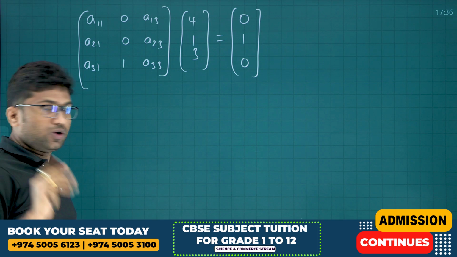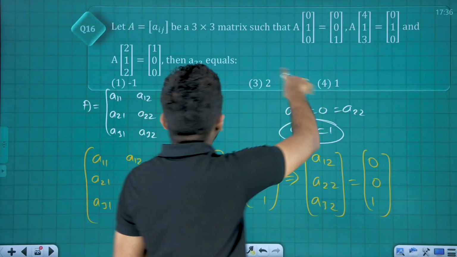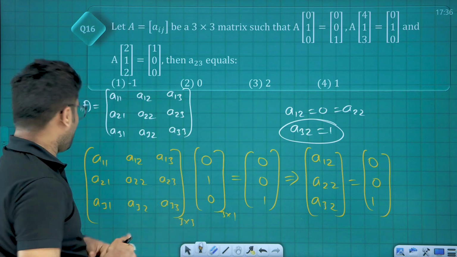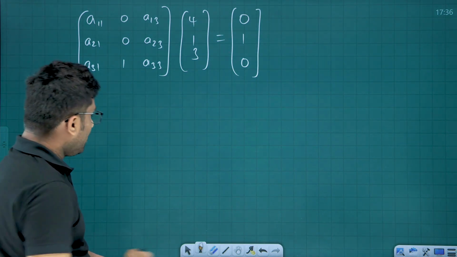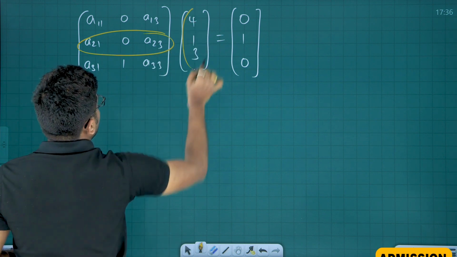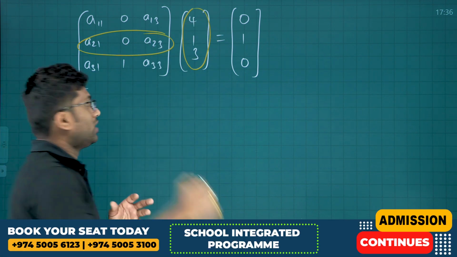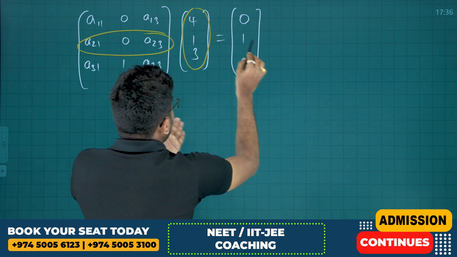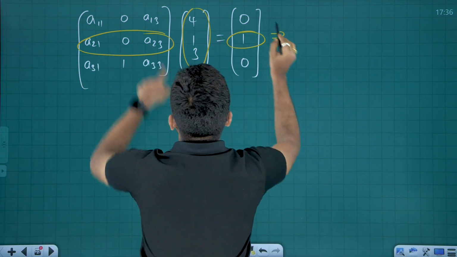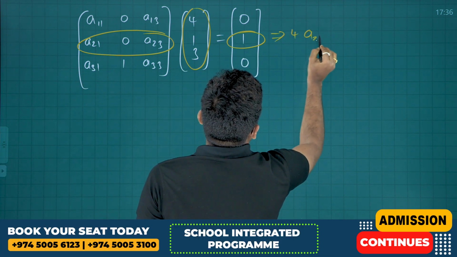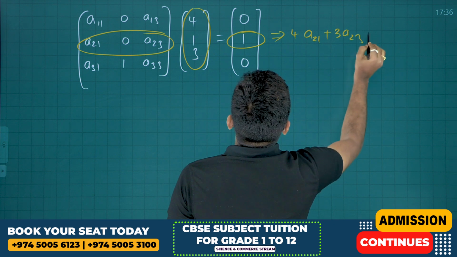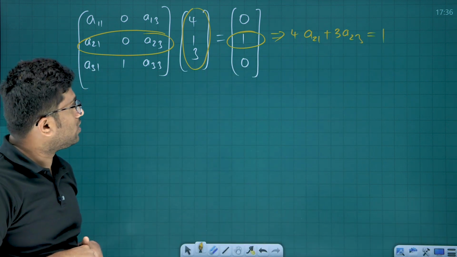But we need only A23, no? That means if you multiply the second row with that, it's enough actually. When you multiply the second row with the first column, you get this element, correct? So that implies 4 times A21, 0 into 1 is 0, plus 3 times A23 is equal to 1. One equation we got in terms of A21 and A23.